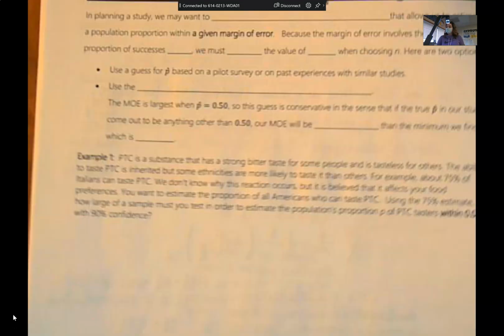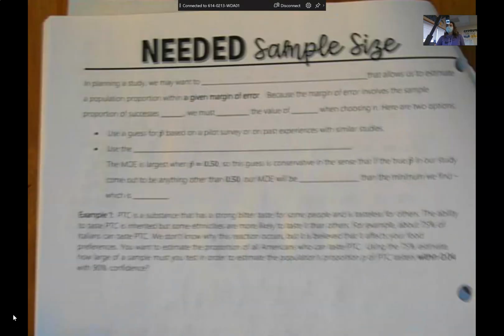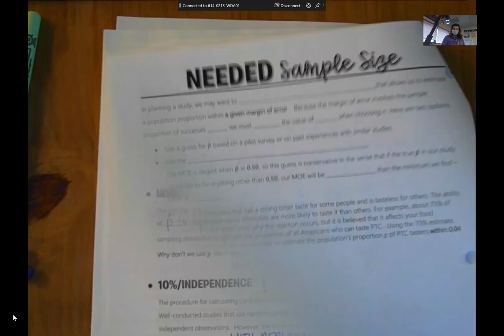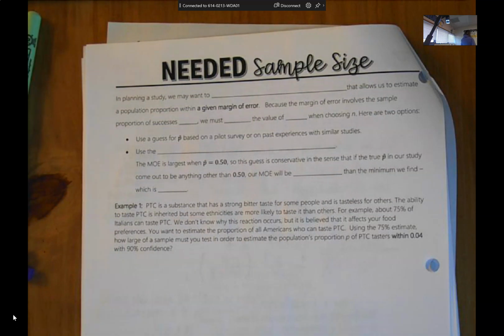So the first thing that we're going to look at is the needed sample size for proportions. Today's lesson is all about determining what sample size we would need for a specific margin of error. Because honestly, we want our margin of error to be as small as possible. We always want our error to be as small as possible. So this is the last 2 pages in your lesson. It's page 622.